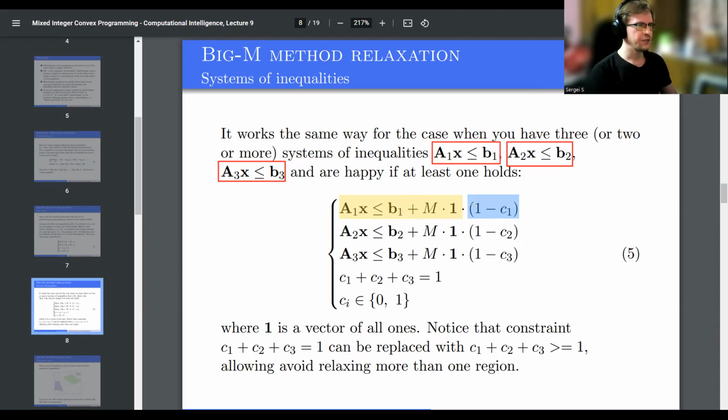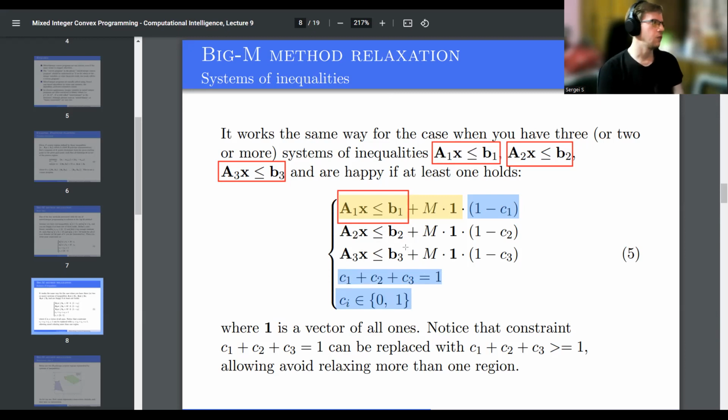So for each of them, we have this situation where we have the original constraint. Let me box it. Original constraint plus M times 1 times 1 minus binary variable. So our binary variables, their sum has to be equal to 1. Now that is why we have this 1 minus C1 instead of times C1, because it just makes this formulation a little bit more convenient. We didn't have to do it this way. It is just how people do it in practice. So, people do it this way, so why not us too?